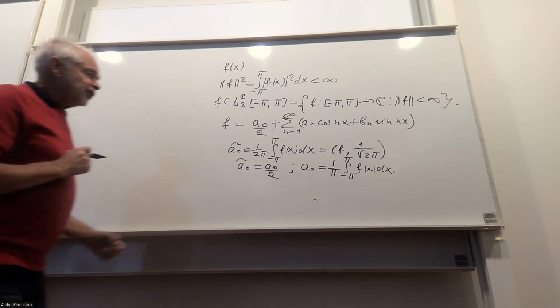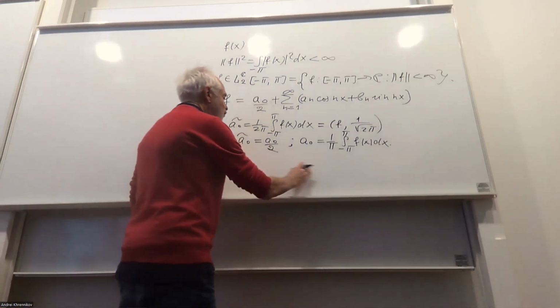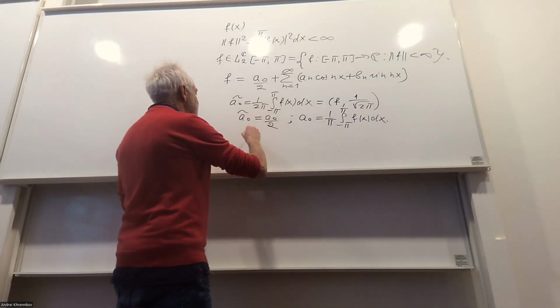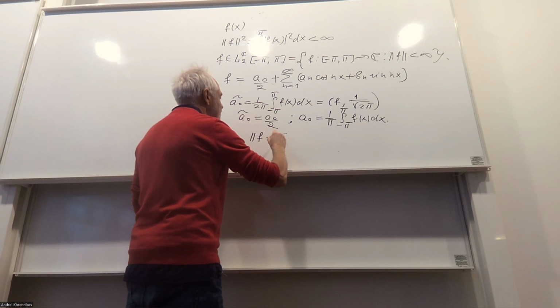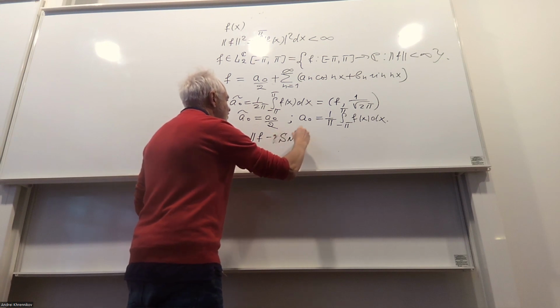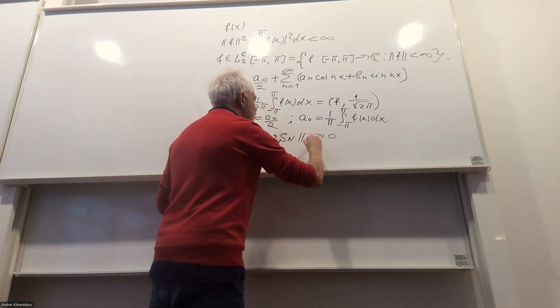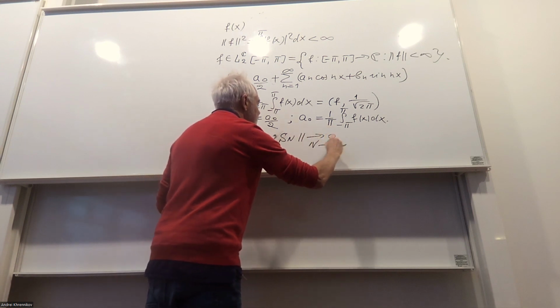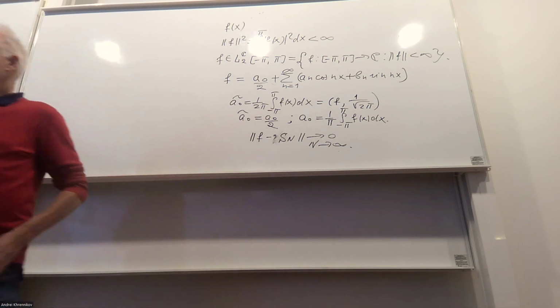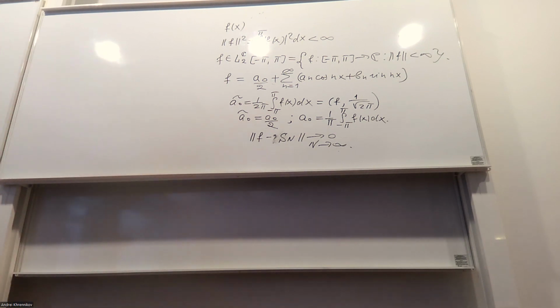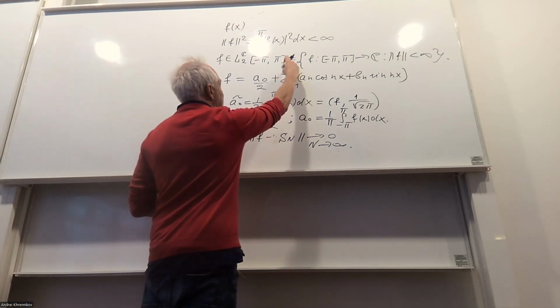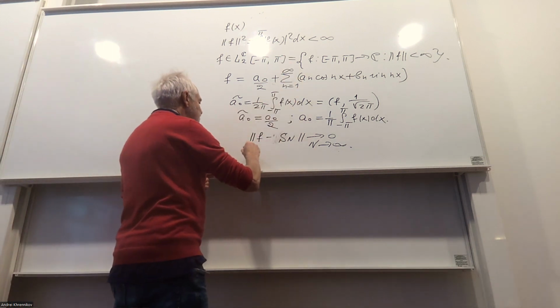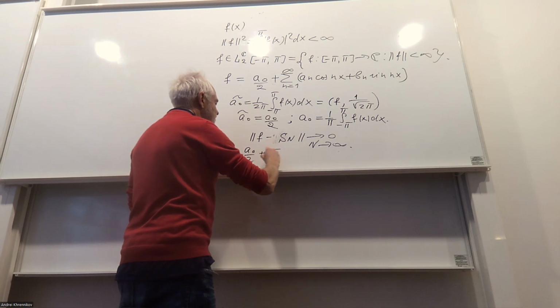So our convergence up to now was in L2 space. The norm of f minus the partial sum, denoted Sn, goes to 0 as n goes to infinity. Up to now we worked with convergence in L2 space, where Sn is just the sum up to n, a0 divided by 2 plus the sum.